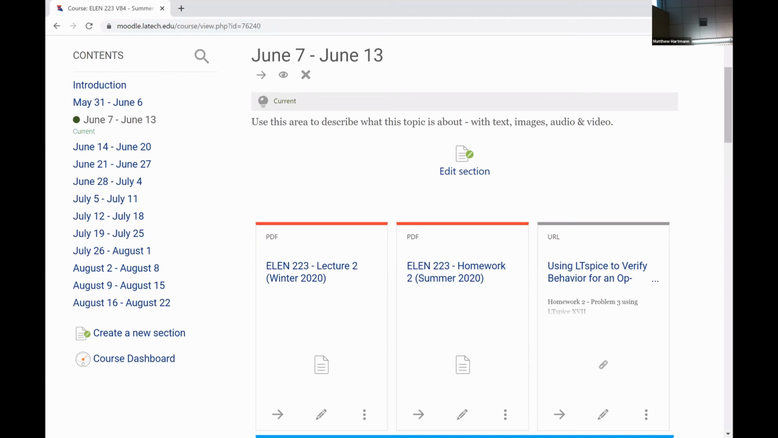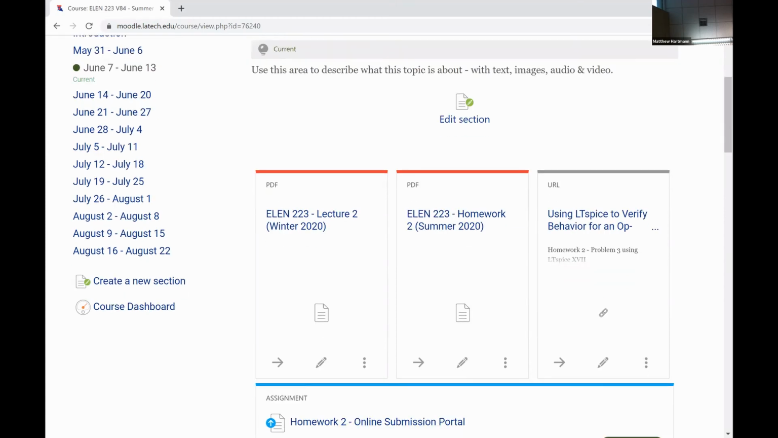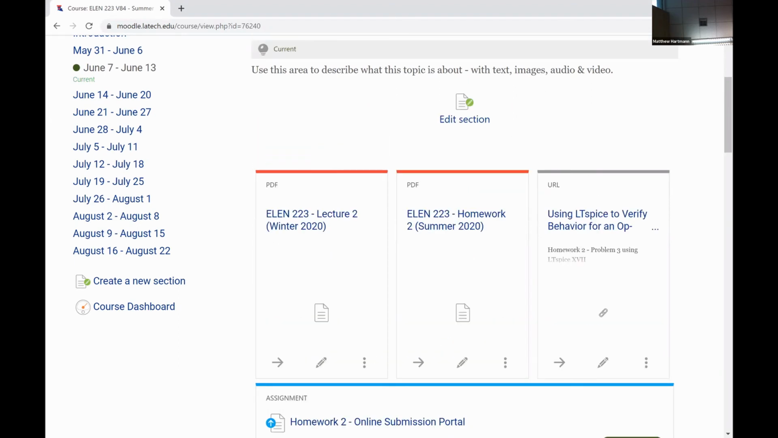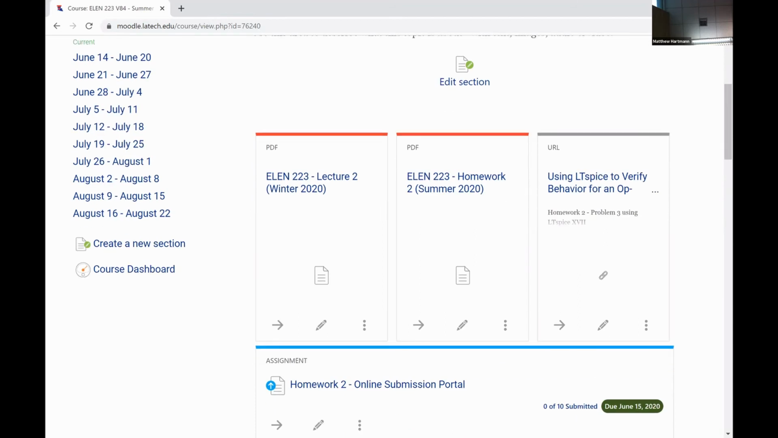So I have my handwritten notes for lecture 2, and then homework 2 is there. Homework assignment 2, and when I have a chance to upload the Zoom video to Moodle, it'll be between those 2 files. And then the thing on the right where it says using LT Spice to verify behavior for an op-amp circuit, that's supplemental to homework 2, because I usually get a lot of questions about how to do op-amp circuits in LT Spice. So I'm trying to head that off and talk to you about how to use LT Spice specifically for the next few homeworks.